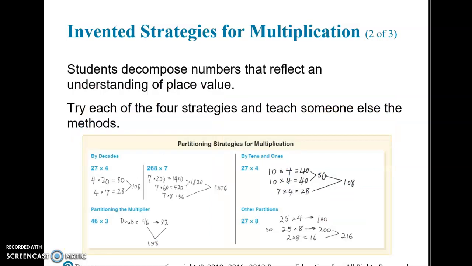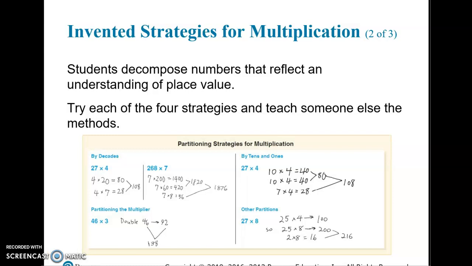Partitioning by decades is the same as the standard algorithm, except the students always begin with the largest value, such as 27 times 4. They break 27 into 20 and 7. 4 times 20 is 80. 4 times 7 is 28. Add them together, you get 108.